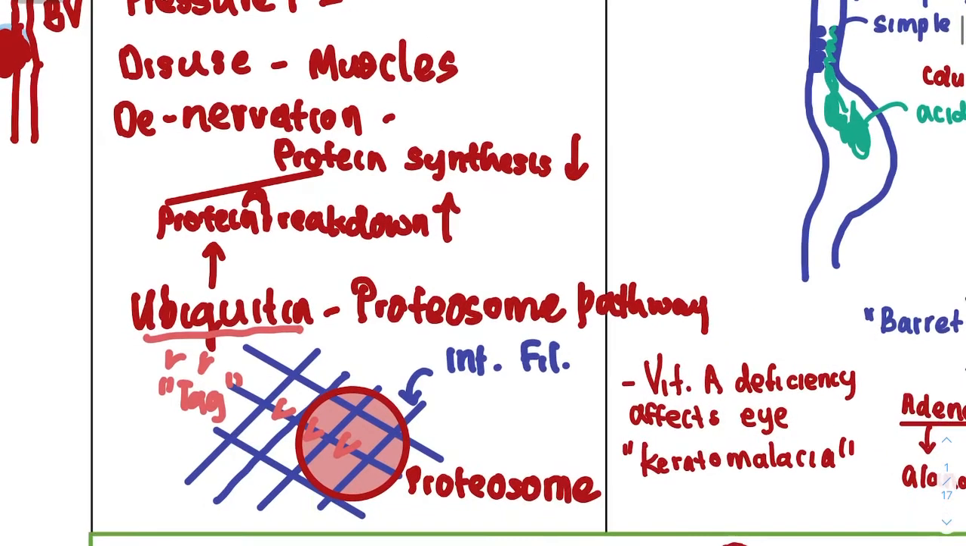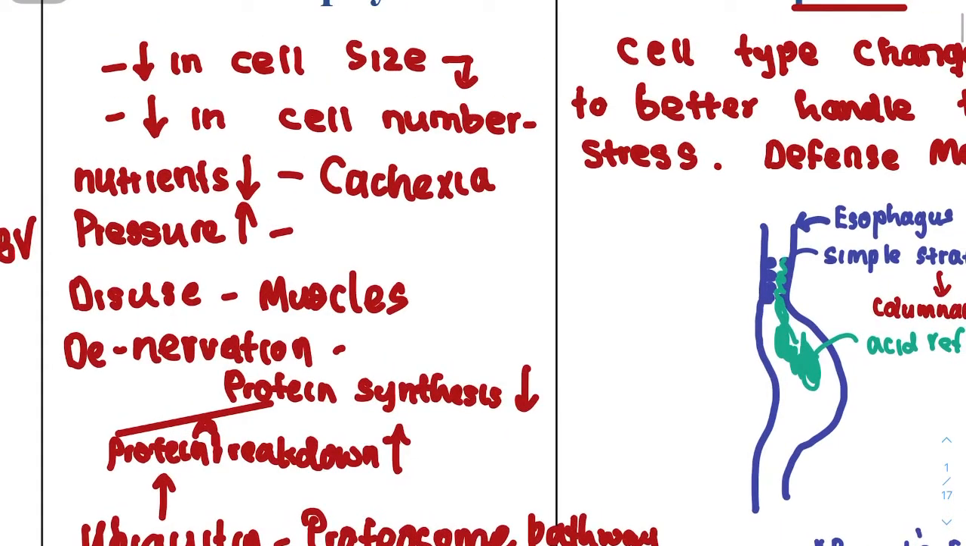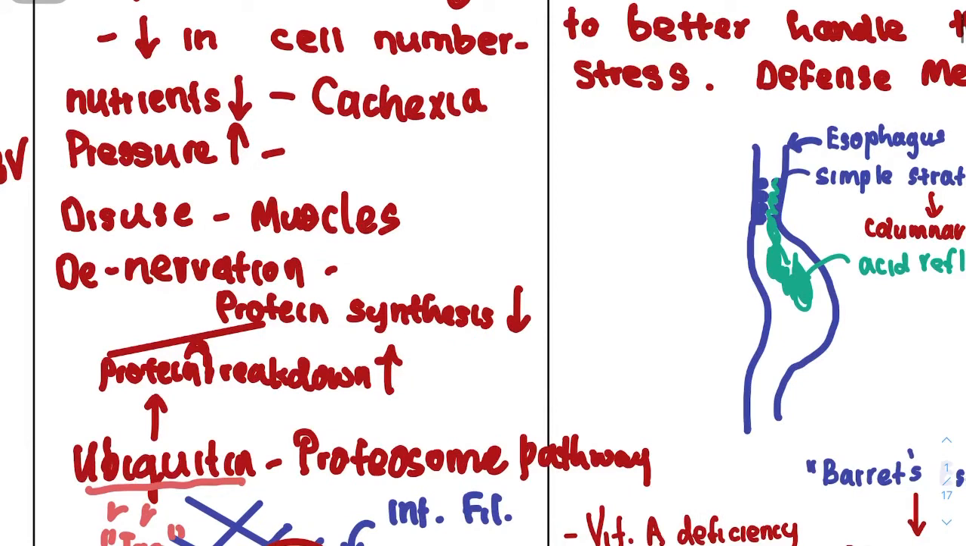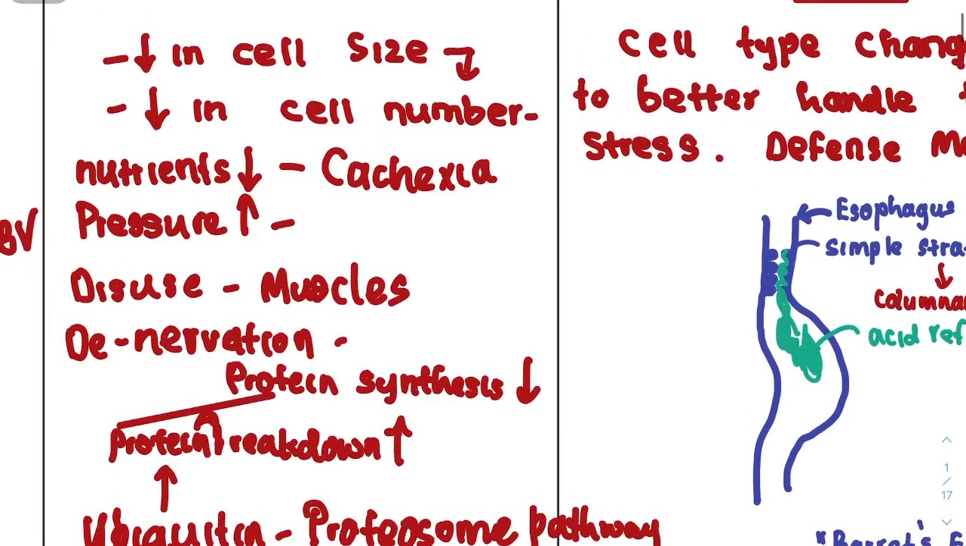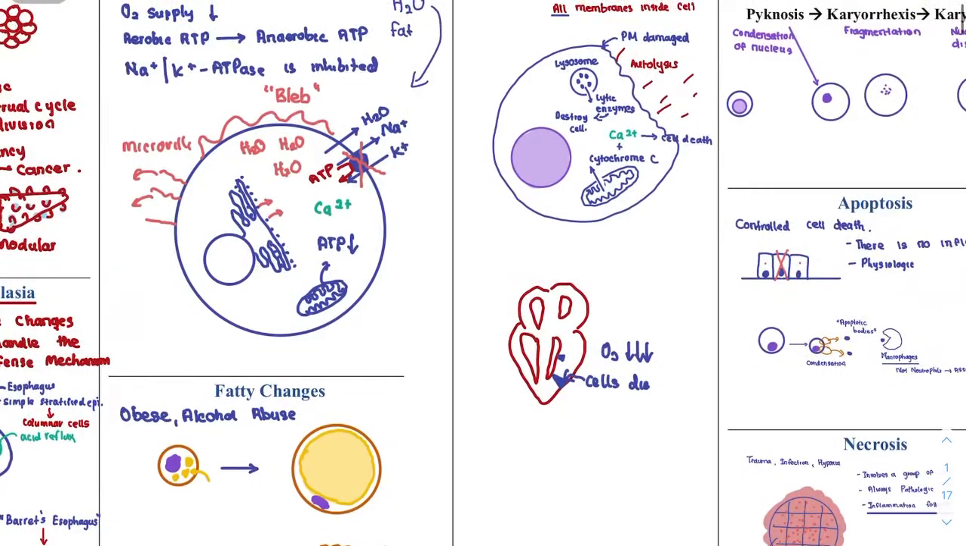So this occurs in two ways. First, a decrease in cell size occurs by a decrease in protein synthesis and an increase in protein breakdown. The number of cells is decreased by apoptosis.